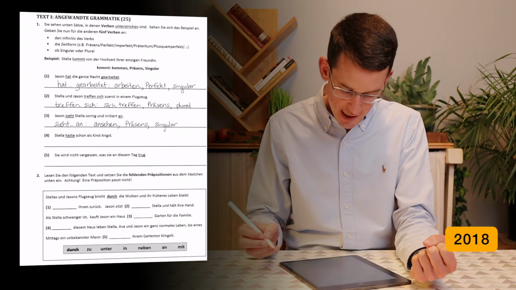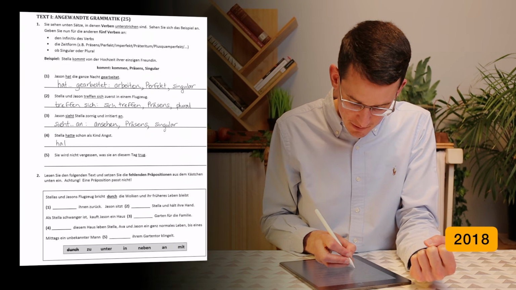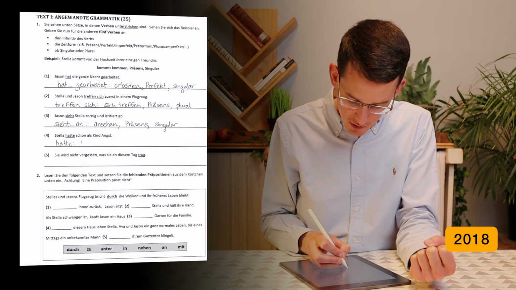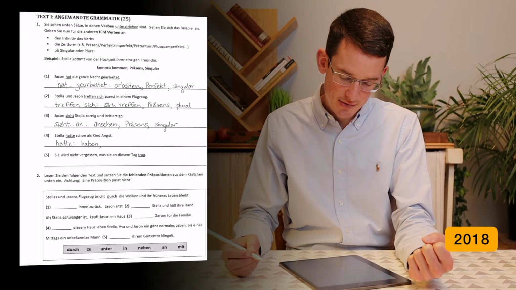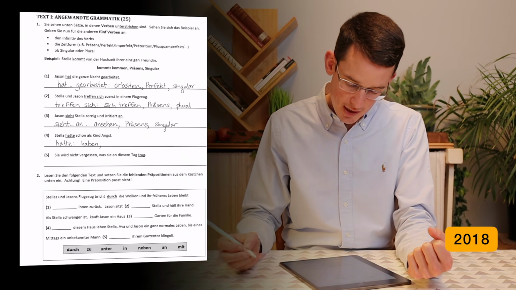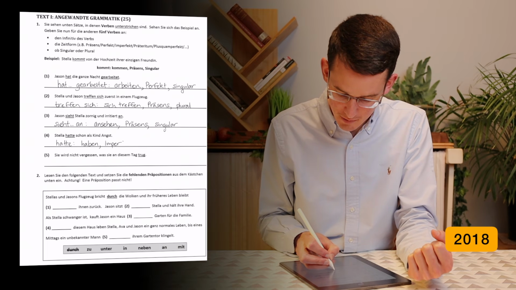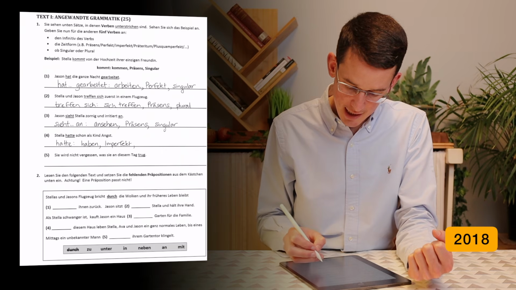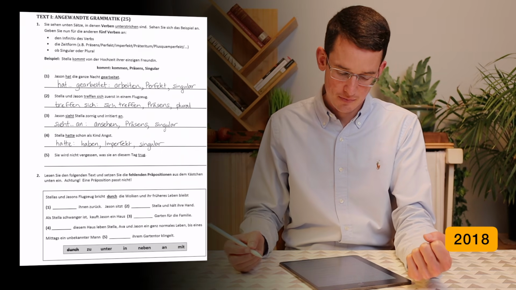Moving on to number 4. Stella hatte schon als Kind Angst. Let's write out the verb. So it's just hatte. We know that the verb is haben. Now this means she had, even as a child, she was fearful. So this is the imperfect tense. And it's singular because it's just referring to Stella.